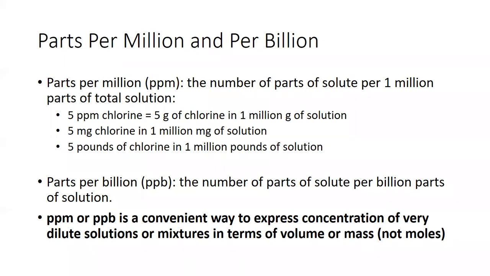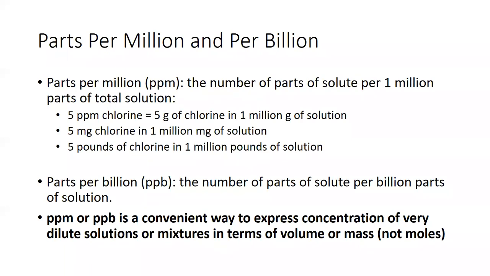So parts per million is the number of parts of solute per 1 million parts of total solution. This is commonly seen with chlorine. So if we have 5 parts per million of chlorine, that's equivalent to saying there's 5 grams of chlorine in 1 million grams of solution, or 5 milligrams of chlorine in 1 million milligrams of solution, or 5 pounds of chlorine in 1 million pounds of solution. So it's just 1 part of your solute in 1 million parts of your total.